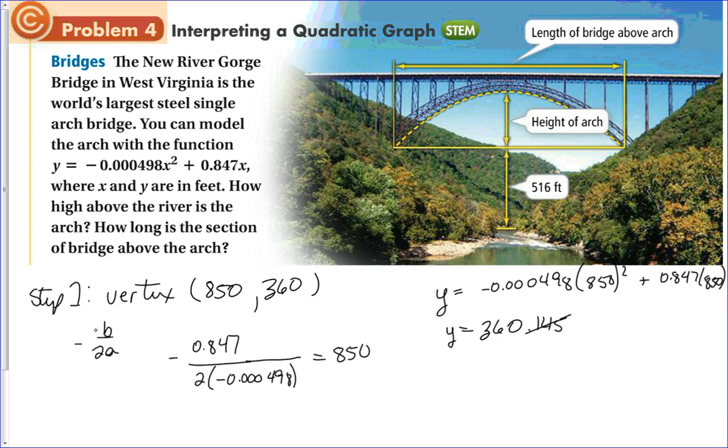So what did we do? We did negative b over 2a to find the x-coordinate. And once we found the x-coordinate, we plugged that back into our function to find our y-coordinate. All right, we plugged that back in to find our y-coordinate. Now, what does this mean?